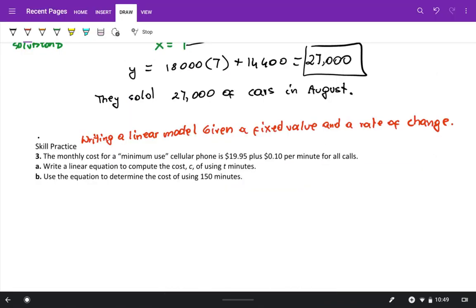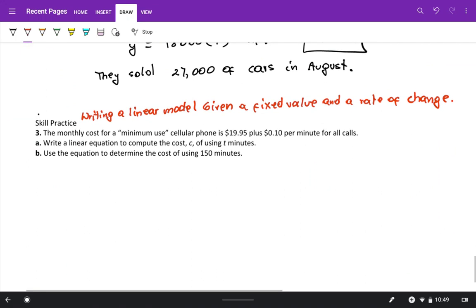Okay, so here, this is the last example. We have to write a linear model here with the given information, which is fixed value and rate of change. So the problem is this. It's also from your textbook. The monthly cost for a minimum use cellular phone is $19.95 plus 10 cents per minute for all calls.